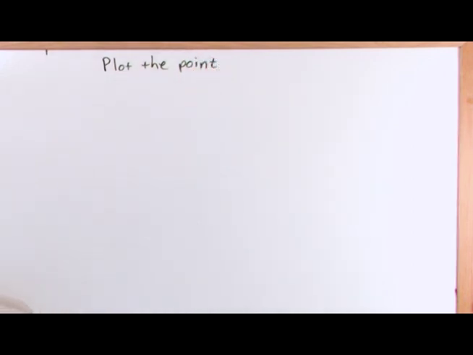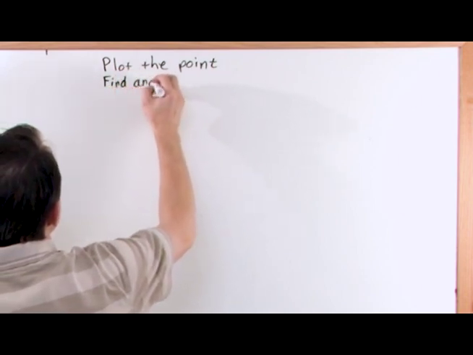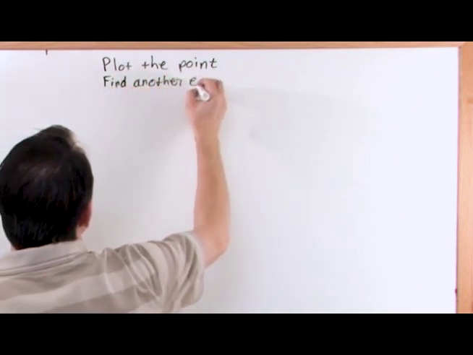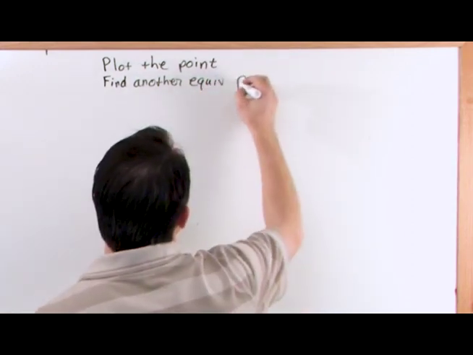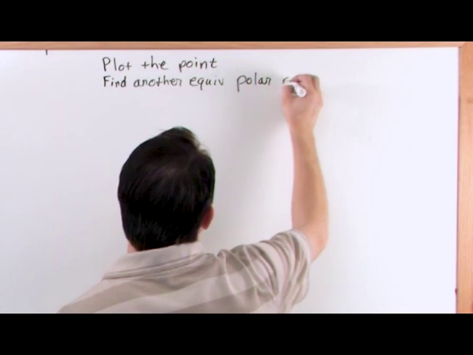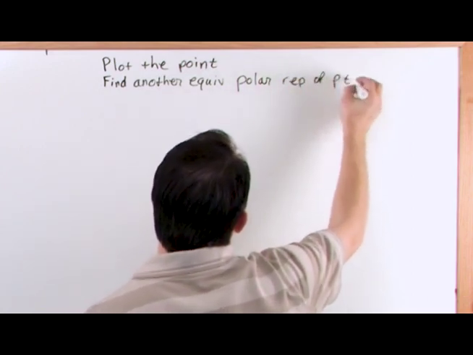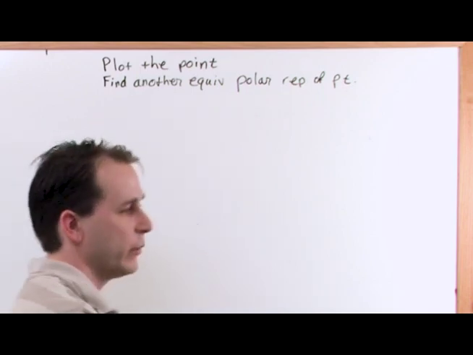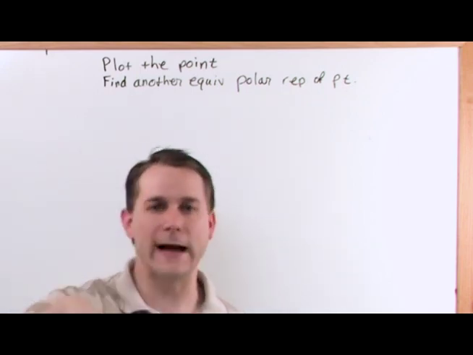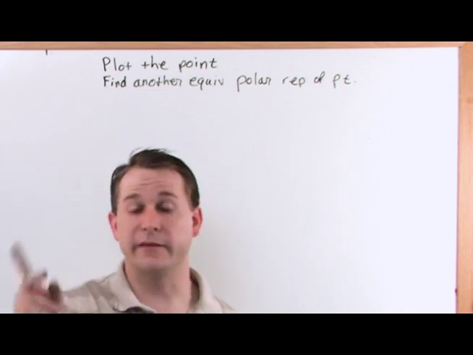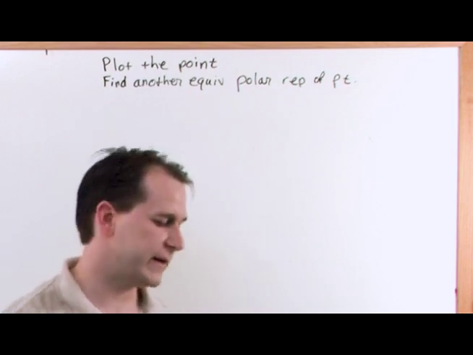And we're also going to find another equivalent polar representation of the point. All I'm trying to say here is we already talked about there's an infinite number of ways to write a polar point. You can keep adding 2 pi around and around, or you can subtract 2 pi, and you're going to get another equally valid representation. That's all I'm trying to say there.